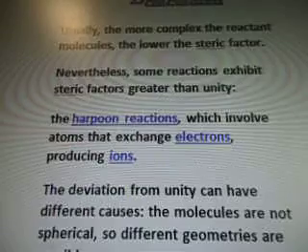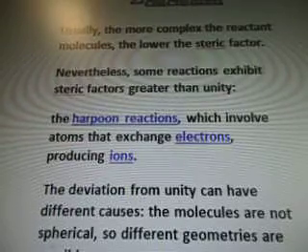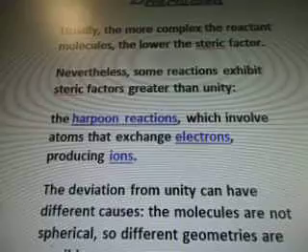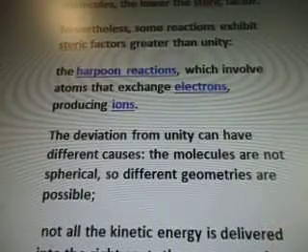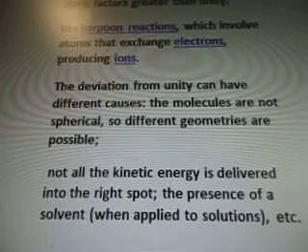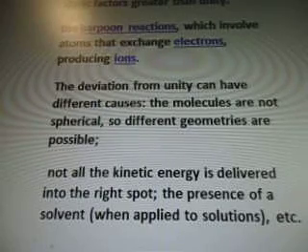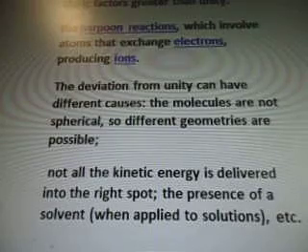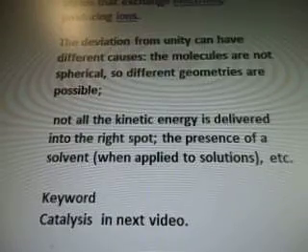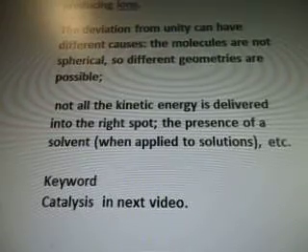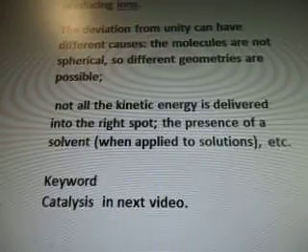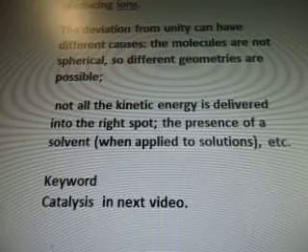Usually the more complex the reactant molecules, the lower the steric factor. Nevertheless, some reactions exhibit steric factors greater than unity. The harpoon reactions, which involve atoms that exchange electrons producing ions. The deviation from unity can have different causes. The molecules are not spherical, so different geometries are possible. Not all the kinetic energy is delivered into the right spot, the presence of a solvent when applied to solutions, etc.